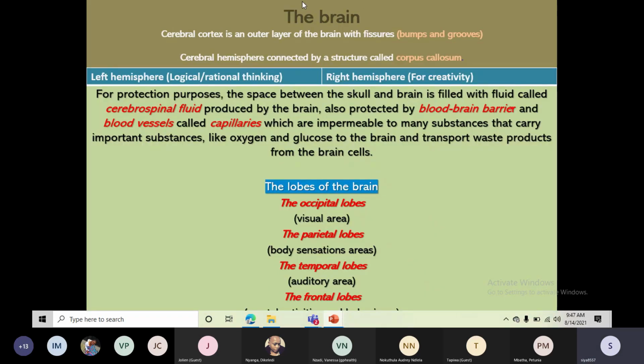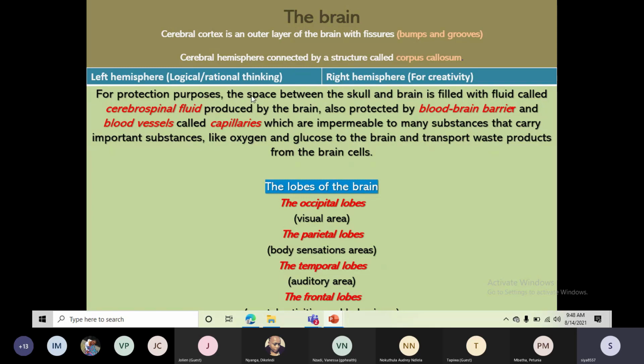The brain, like I've said, contains bumps and grooves. That's the structure of the brain. The brain is not smooth. It contains bumps and grooves. It's an outer layer. Then we have the left and the right hemisphere. Our brain is divided into two cerebral hemispheres, the left and the right. The left hemisphere regulates logic and rational thinking. The right hemisphere is for creativity. In between the hemispheres, what connects them is the corpus callosum. The corpus callosum makes sure there's no clash between the two hemispheres. It acts as a bridge between the left and the right hemisphere.